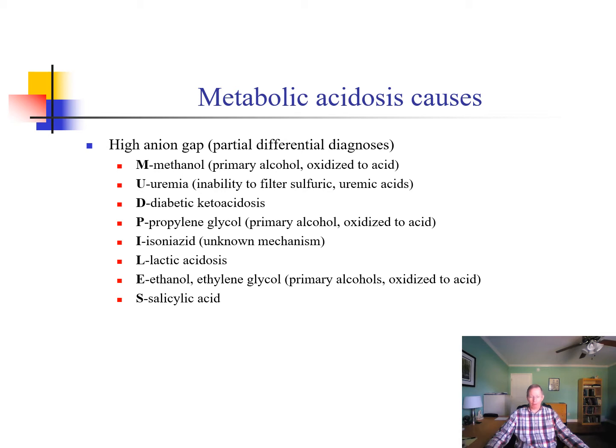And we use the acronym MUD PILES, M standing for methanol, U for uremia, D for diabetic ketoacidosis, P for propylene glycol, which is not made in your body, but people do ingest that, I for isoniazid, which is a medication, a drug, L for lactic acidosis, E for ethanol, ethylene glycol, and S for salicylate. This is various causes of high anion gap metabolic acidosis.